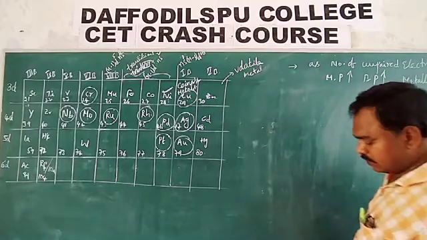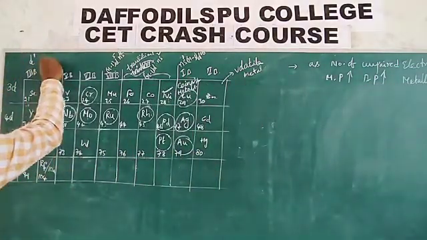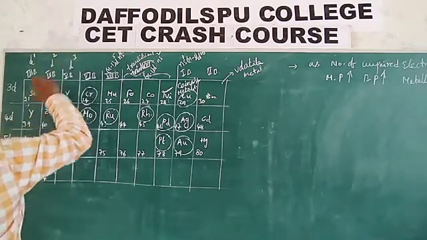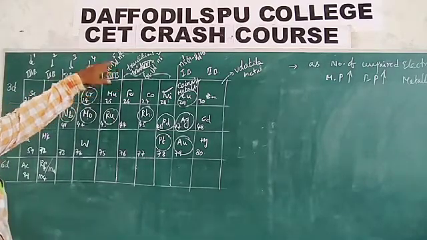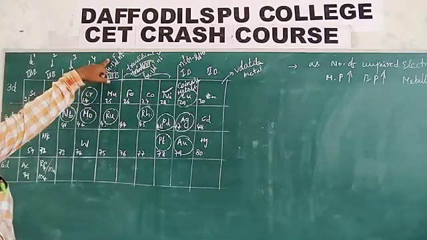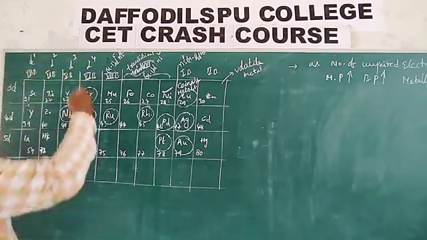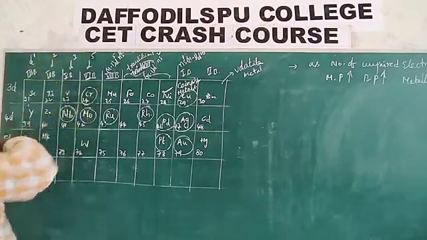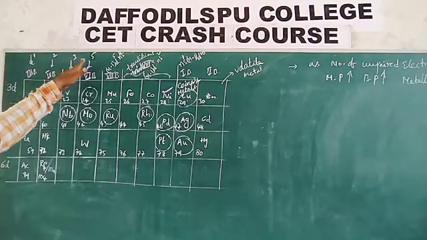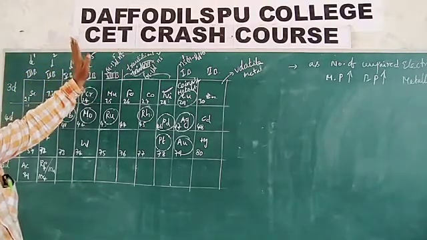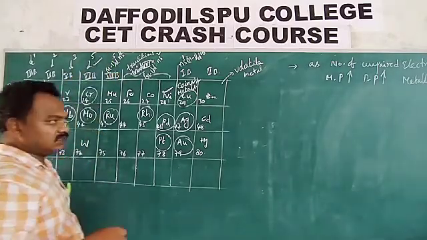Looking from here, the configuration d1 means one unpaired electron, d2 two unpaired electrons, d3, d4, like d5. How many unpaired electrons are there in manganese? In manganese, the d orbital contains 5 unpaired electrons. In chromium, how many unpaired electrons? 5 unpaired electrons. So the number of unpaired electrons is increasing up to here.